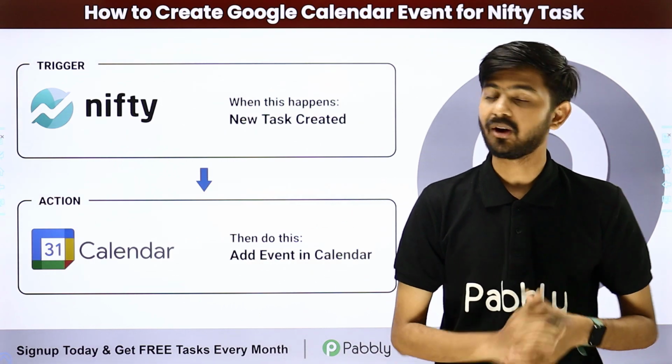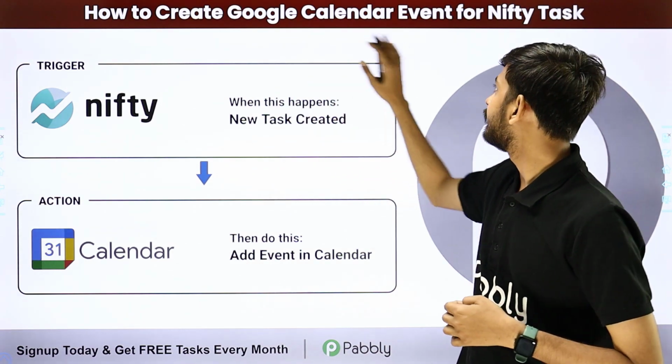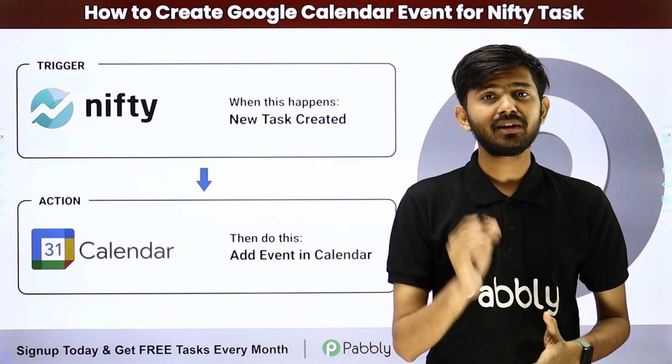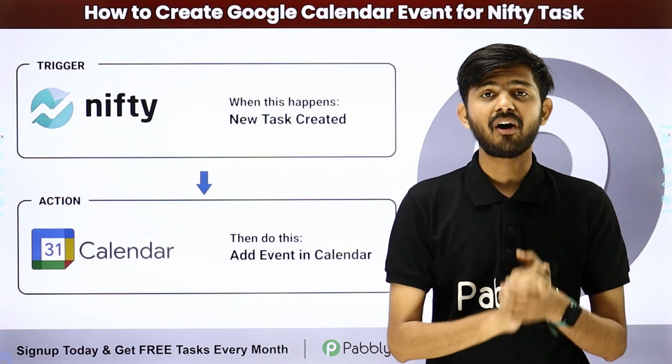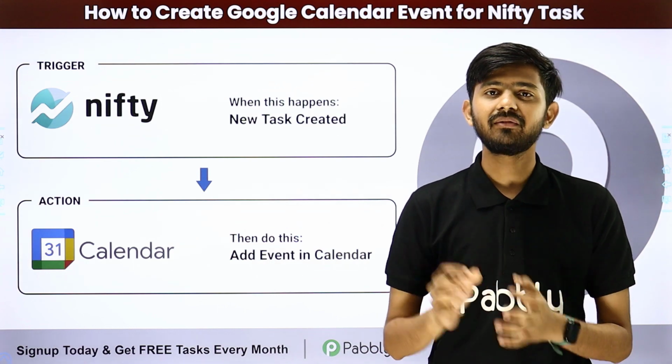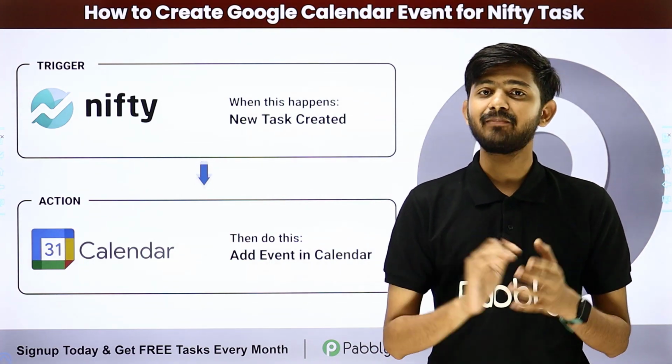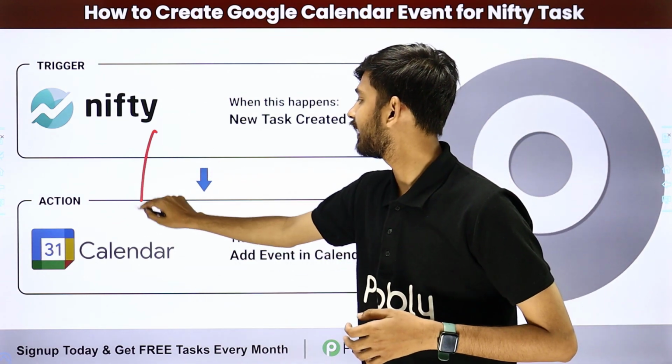Hello everyone, today our topic is how to create Google Calendar event for Nifty task. So here my objective is that whenever a new task is created in Nifty, then automatically I want to create a new event with those details of task in Google Calendar. For that I have to build a simple connection between Nifty and Google Calendar.